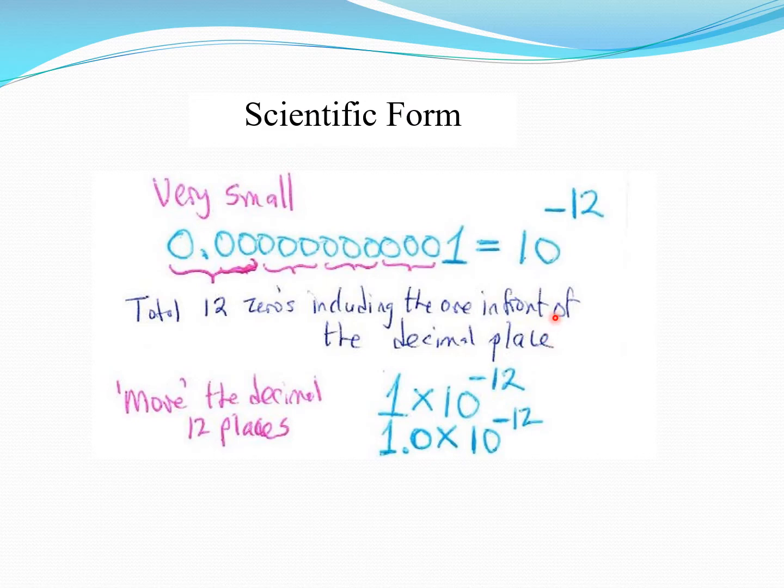So why do we do scientific form? It's a way of representing numbers that are very small. For example, in this case here, we've got 0 point followed by 11 zeros, 1, and that's equal to 10 to the minus 12. So there's a total of 12 zeros, including the one in front of the decimal point. Or we could view it that we move the decimal place over by 12 places, and it becomes 1.0 by 10 to the minus 12. So officially in scientific form, the number would read 1.0 by 10 to the minus 12.